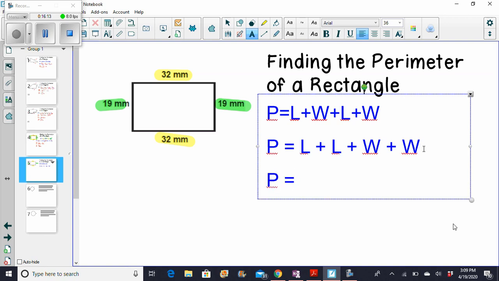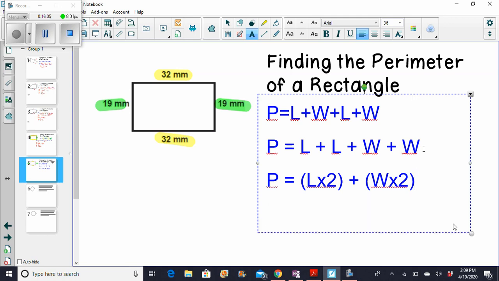Some people really find multiplication to be faster. I'm going to put these in parentheses too: length times 2 plus width times 2. And depending upon the numbers that you're dealing with, it can be faster. So let's go ahead and plug in length and width. Our length is 32.